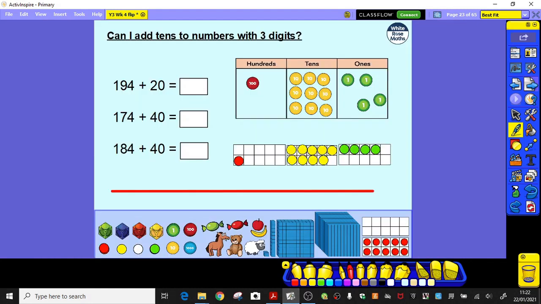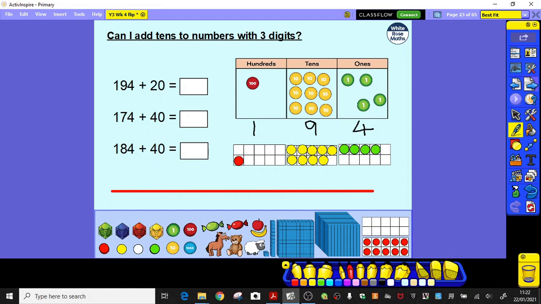As usual, today we're going to start off with some quick-fire mental calculations, and we're looking today at adding tens to numbers with 3 digits. So let's have a look at my diagram here. How many ones have we got? Well, we've got 4 ones. How many tens have we got? 9 tens. And we've got 100.